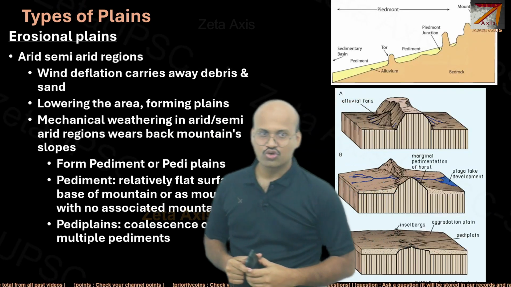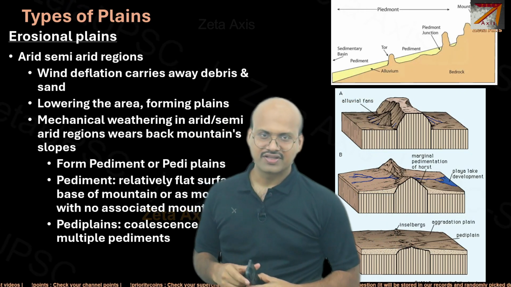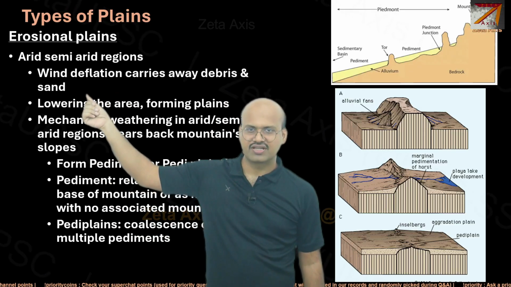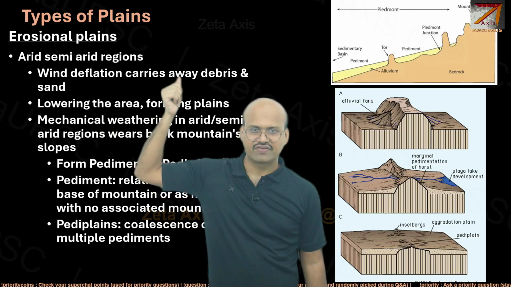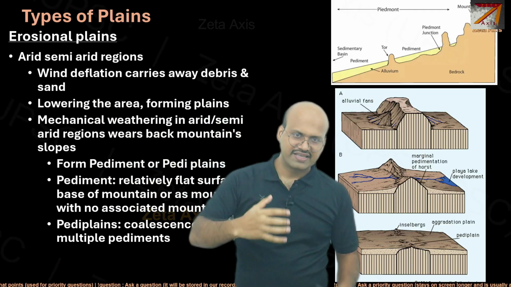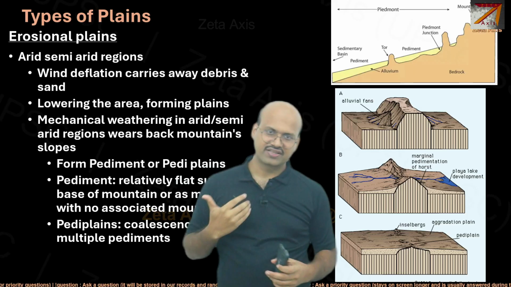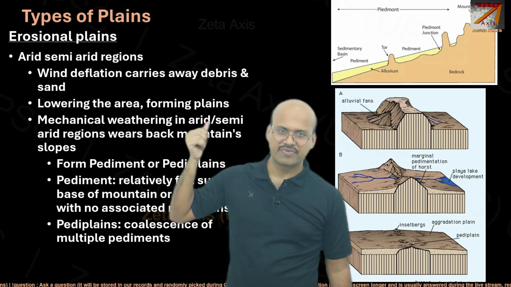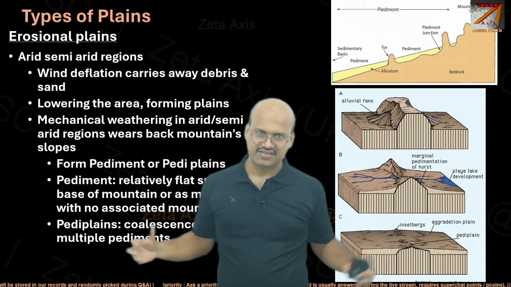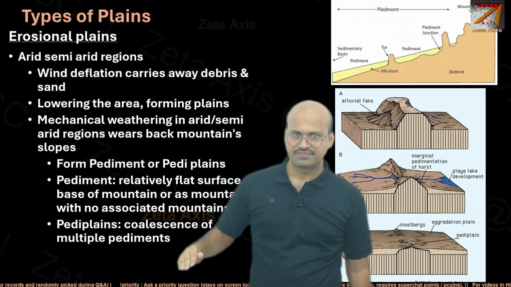Again, there are these erosional plains which are formed in the arid regions. Here, wind is the main erosional agent. Wind deflation carries away debris and sand. So because of this wind, a deflated region could be formed where the sand has been carried away, lowering the area, forming the plains. So because sands have been carried away from a very vast region, a plain region could be formed.